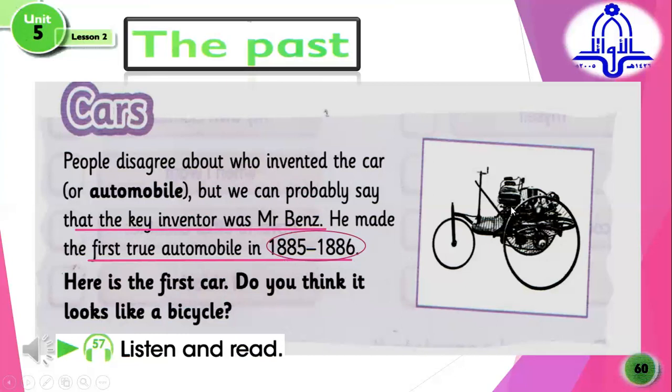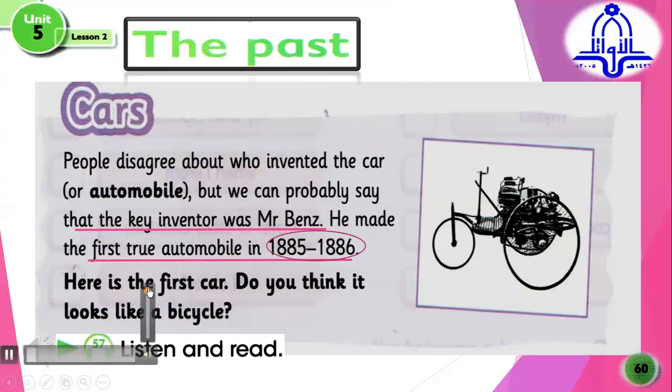This picture represents the first car. This picture represents the first car made by Mr. Benz. Do you think it looks like a bicycle? It looks like a bicycle. Now listen to track 57.